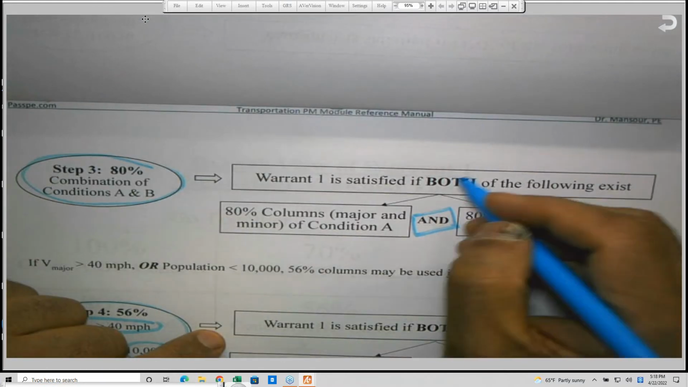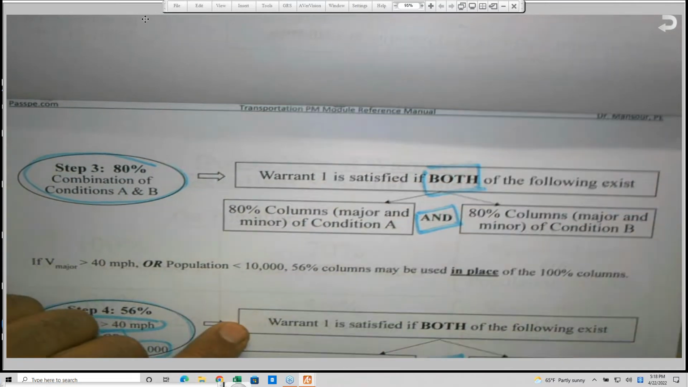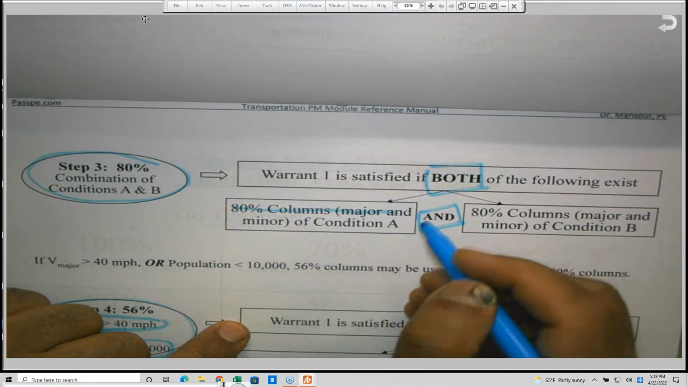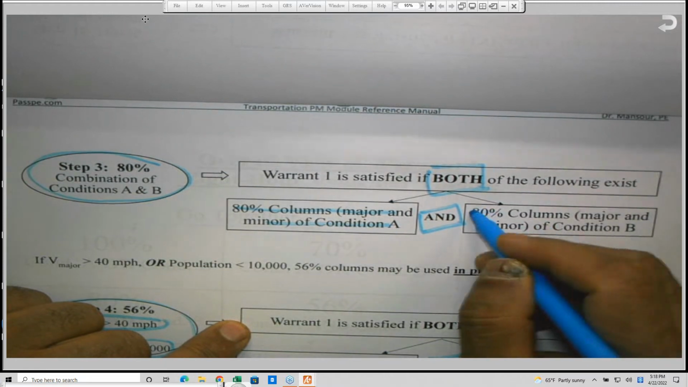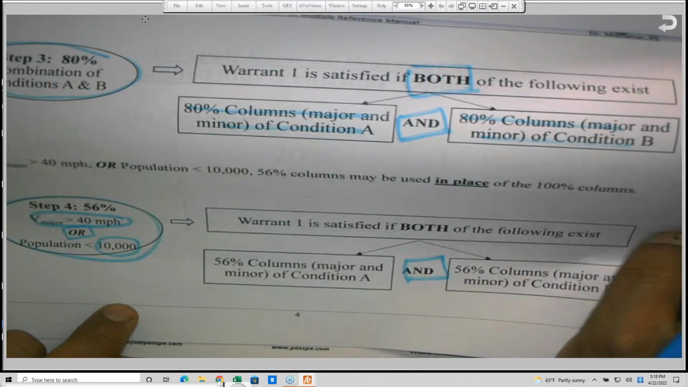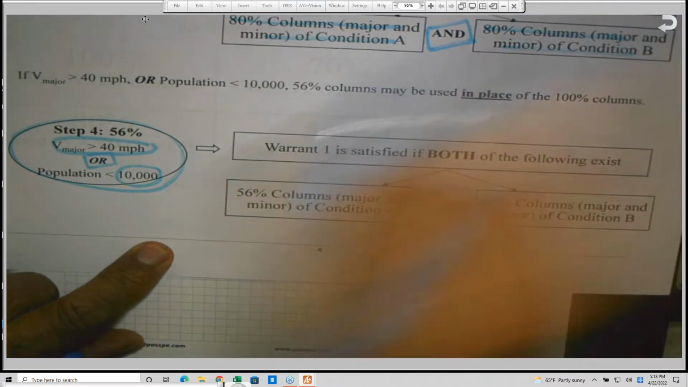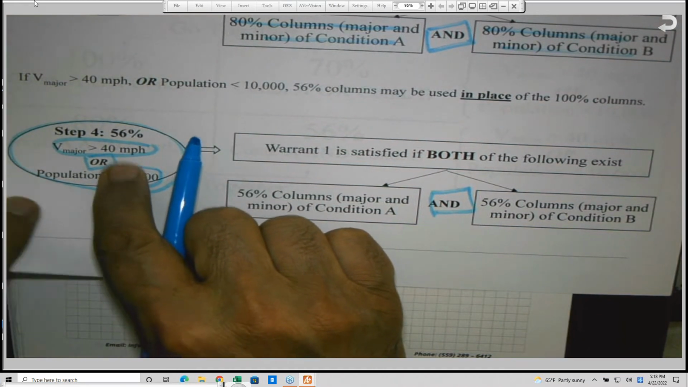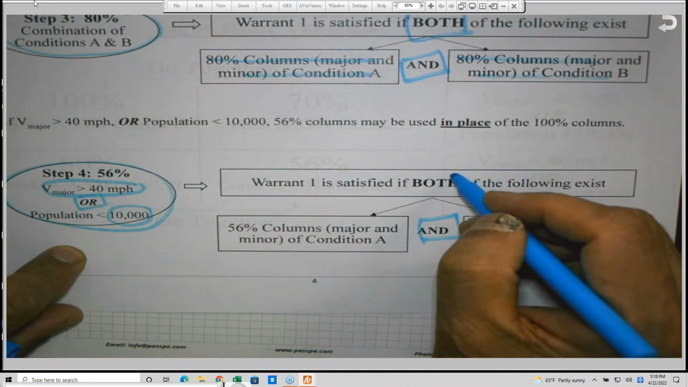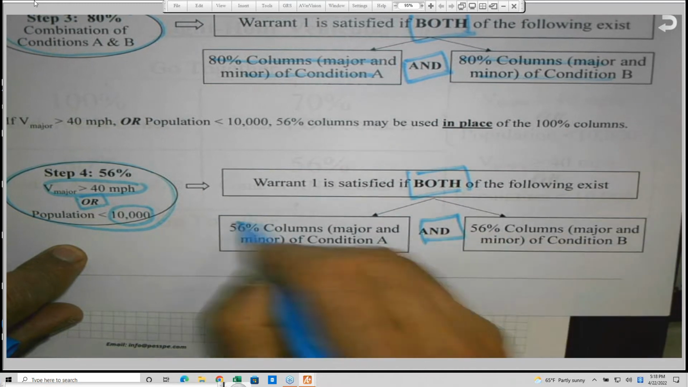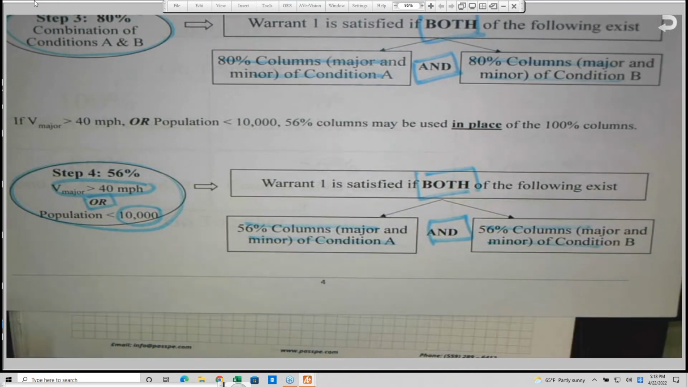So you have to have both columns: the 80% column of condition A and the 80% column of condition B. And if you decided to go with the 56%, in this case, both must be satisfied. Are you following me? So 100% and 70%, either A or B. But the 80 and 56%, you have to have both columns to be satisfied.